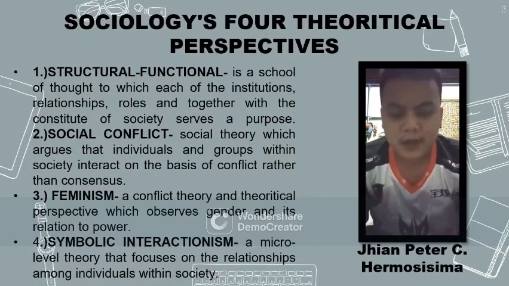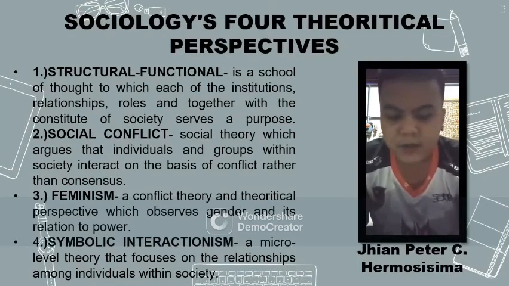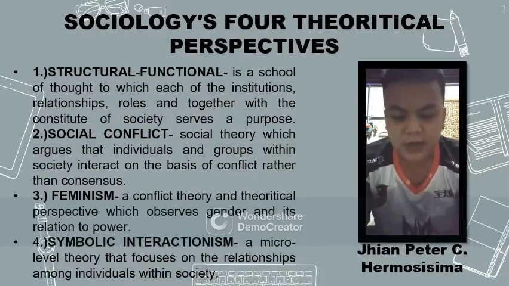It is a social theory which argues that individuals and groups within society interact on the basis of conflict rather than consensus. Social conflict occurs when two or more people oppose each other in social interaction, like a protest demonstration.